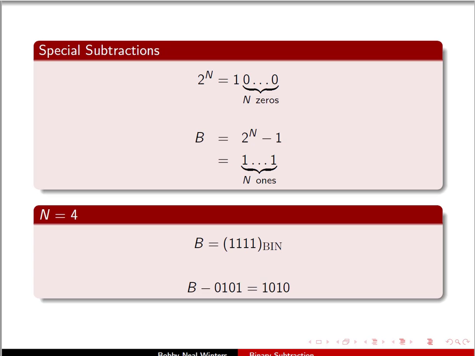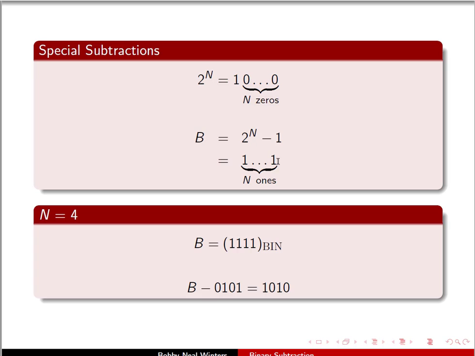Okay, we're going to start on our subtractions by talking about some very, very special subtractions. First off, we'll start off with 2 to the nth power, which we represent in binary numbers with a 1 at the front, followed by n zeros. Now, if I take this 2 to the nth power and I subtract 1 from it, this is going to leave me with just n ones.